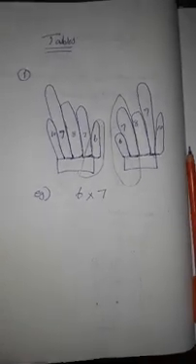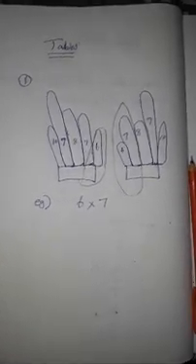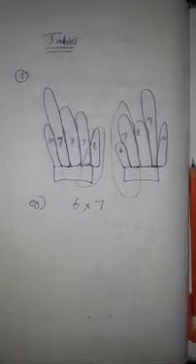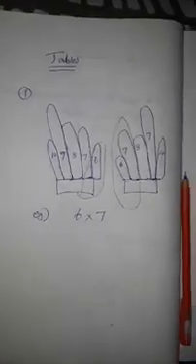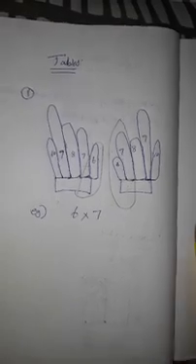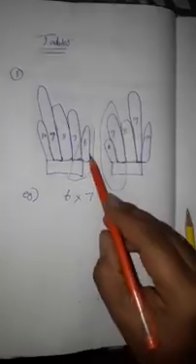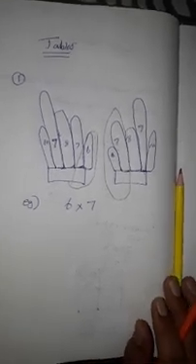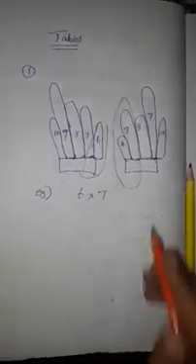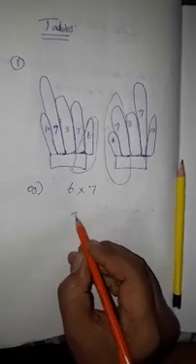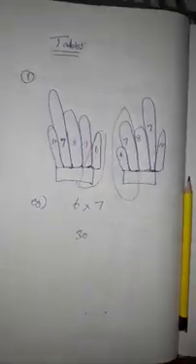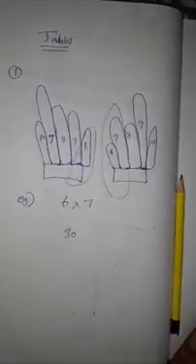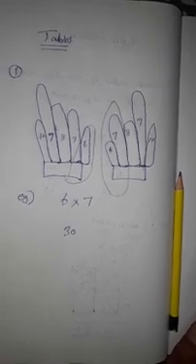In that encircled part, how many digits are there? The encircled digits you have to consider as the tens place. Here 1, 2, 3. Totally how many digits are there? 3. So it is tens, 3 into 10, 30. The remaining non-encircled digits are the units place.